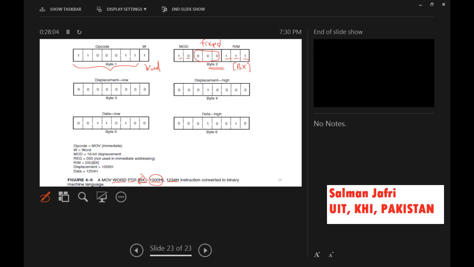The rest of the instruction is now simple. We have the displacement low. Displacement is 1000h, so displacement low 00, and displacement high 10, followed by the data bytes, which is 1234. So data low 34, followed by data high 12. So this is now the full instruction.